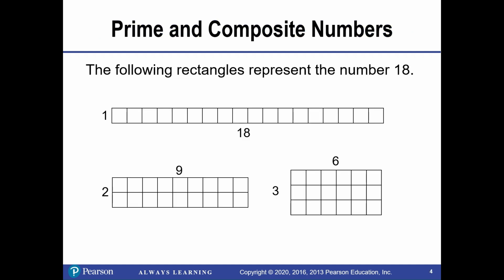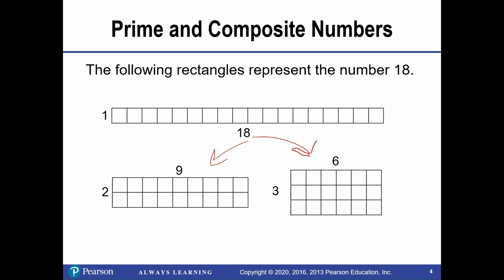So I want you to start out considering the number 18. With the number 18, we can visualize it in an array model by thinking of it as 1 times 18, where we have one row and 18 columns. We can also visualize 18 and its factors by thinking about how we could split up 18 and create these other visualizations that are rectangles.